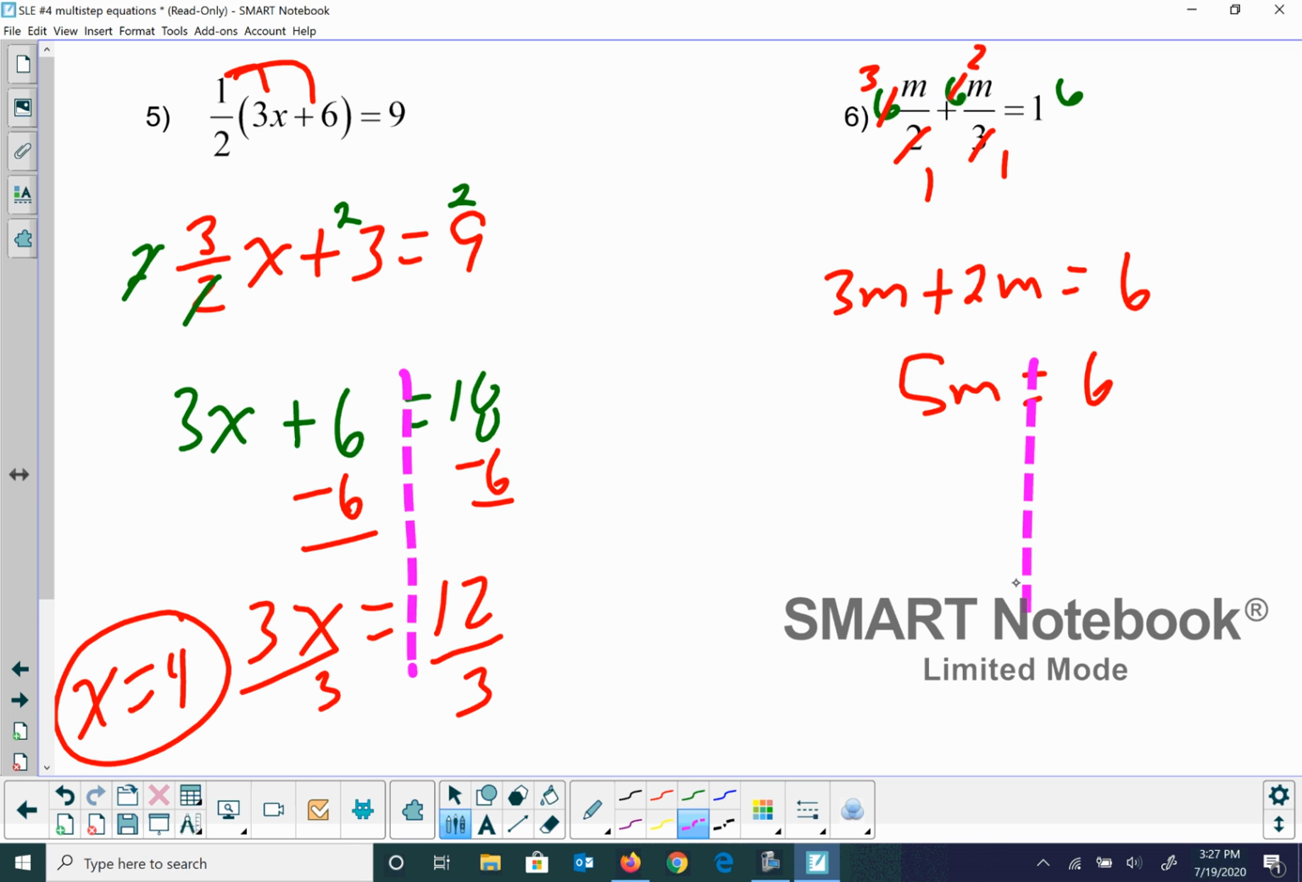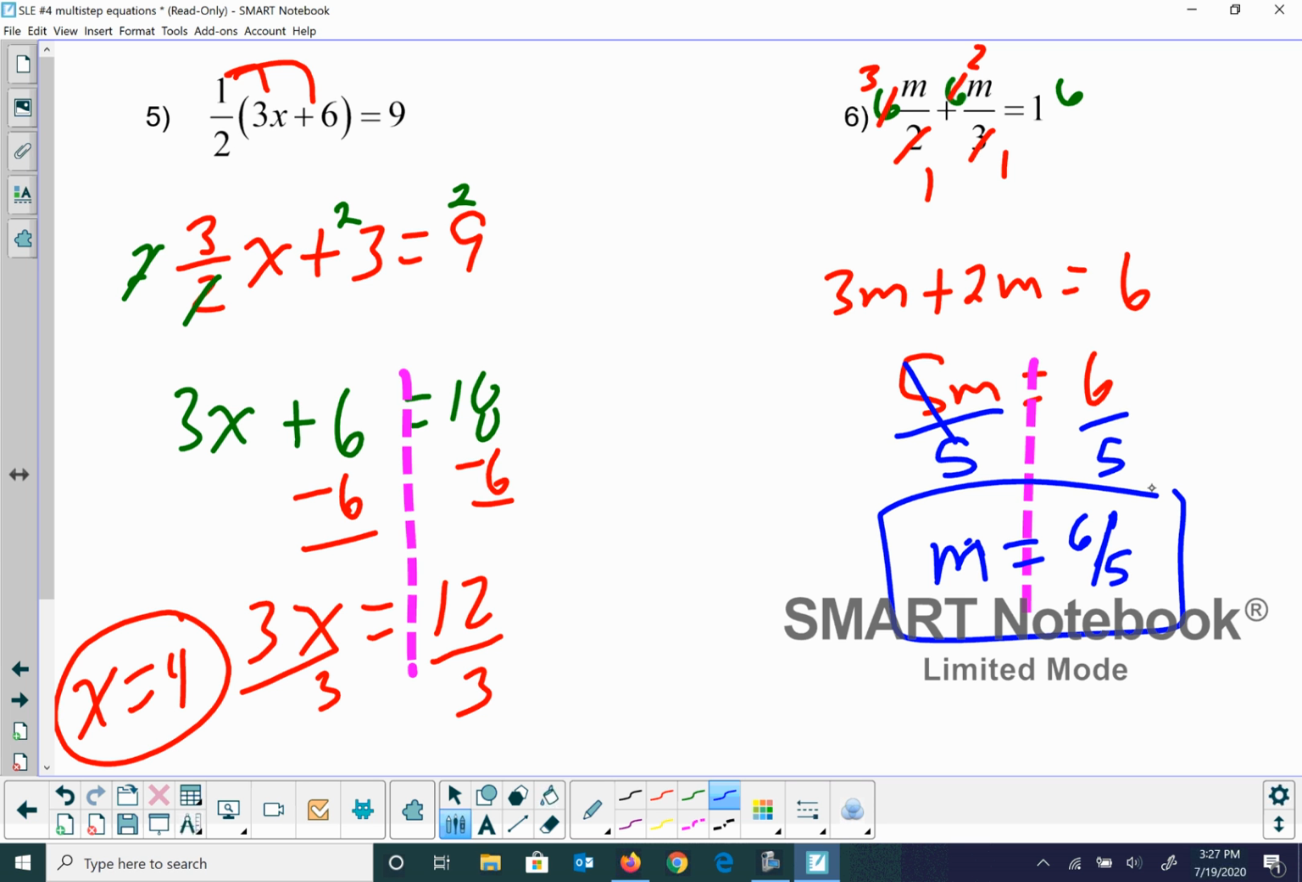Now I'm going to finally start doing stuff to both sides. Divide by 5, because 5 times m, to get undone, we divide. So I get m equals 6 over 5. There's my answer. Last 2 problems.